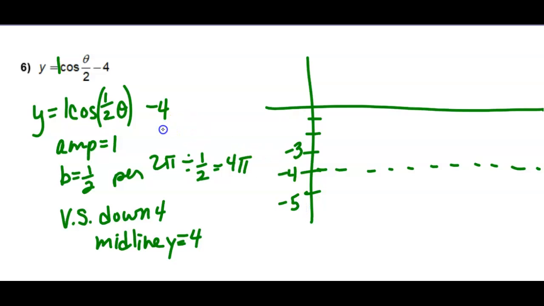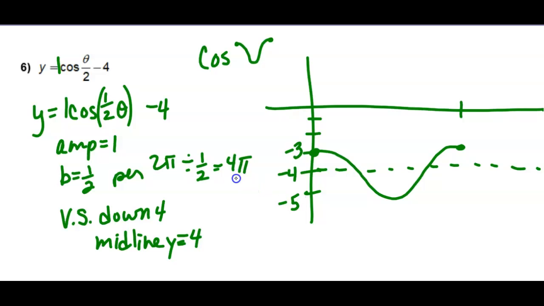It is a cosine graph. So it starts at the max and does this shape, and it has no phase shift, so it's going to start here. It's going to go to the midline, down, back to the midline, and up. Now I like to draw it and then worry about putting in these quarter points.